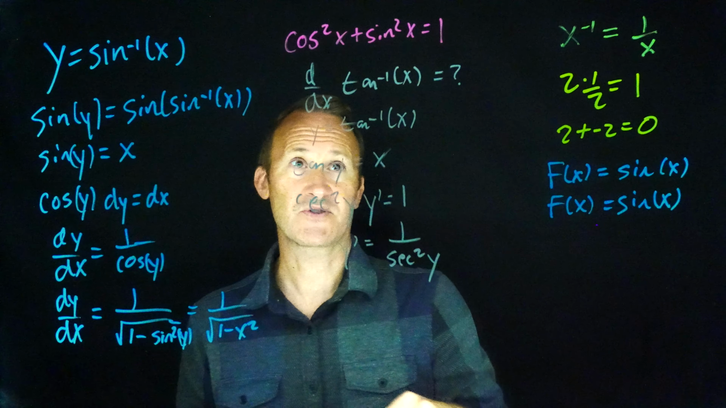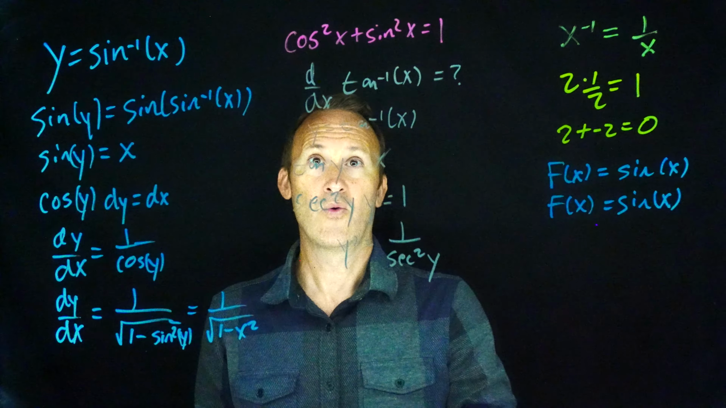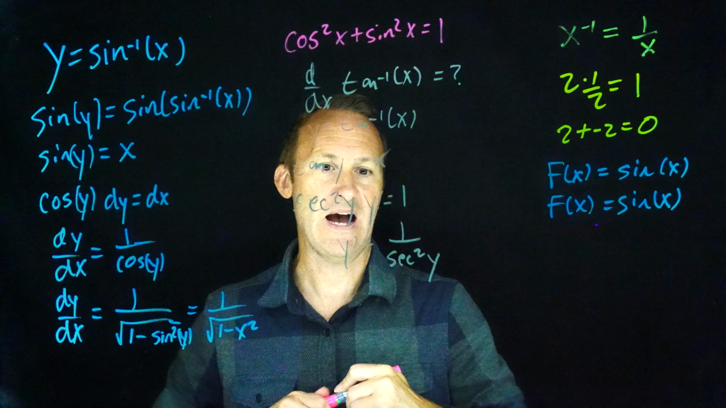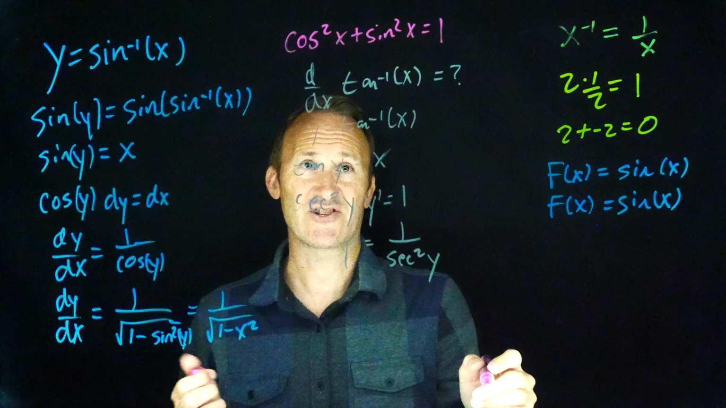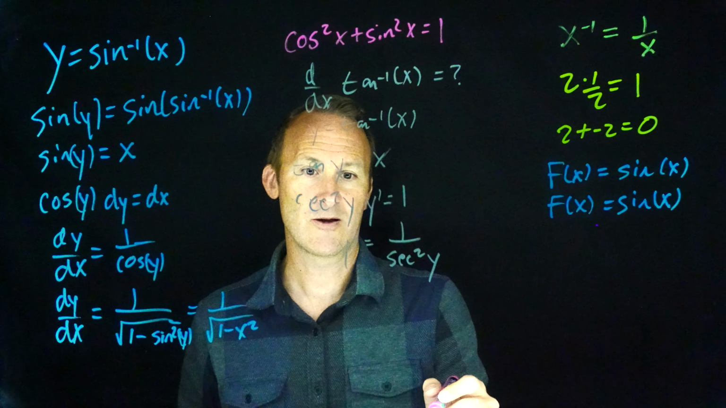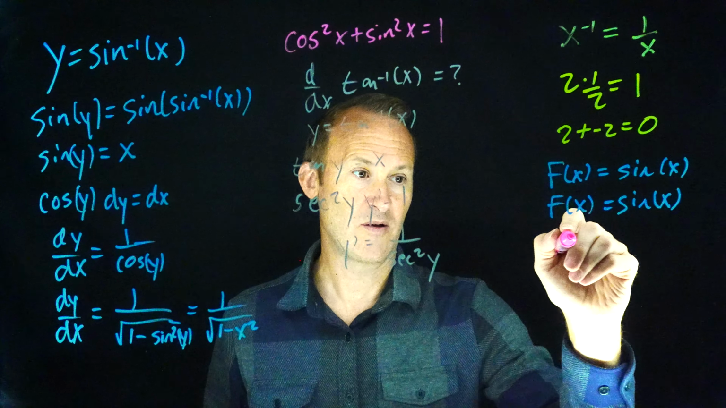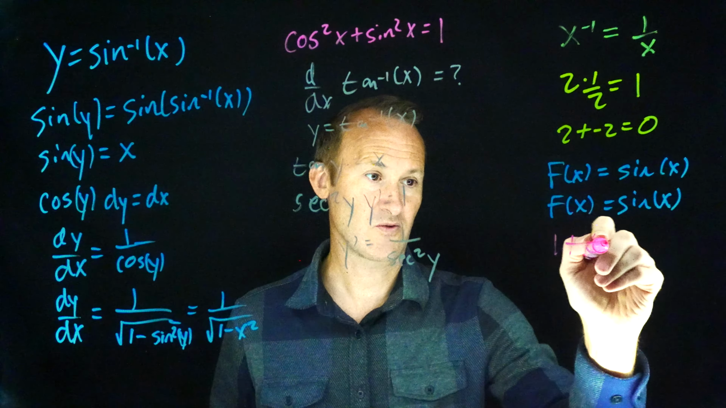So we've got that cosine squared plus sine squared equals 1. To put this in terms of tangent, you can divide each of these by cosine squared. How do we get tangent? Tangent is sine over cosine. So if you divide everything by cosine squared, you get 1 plus sine over cosine squared, which is tangent squared, equals 1 over cosine squared, which is secant squared.